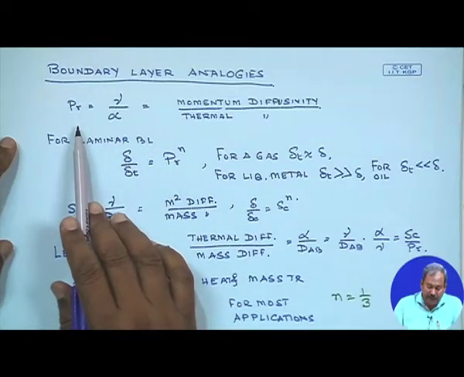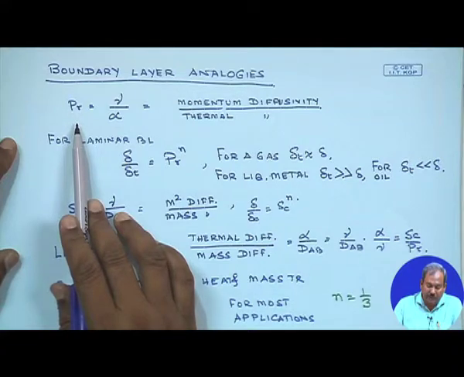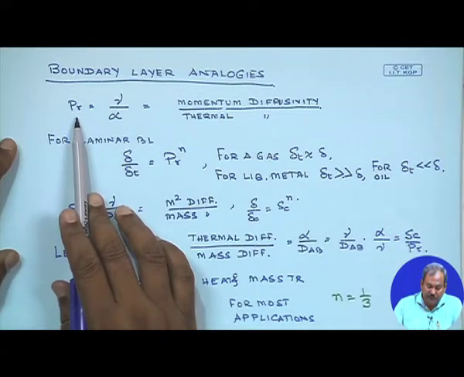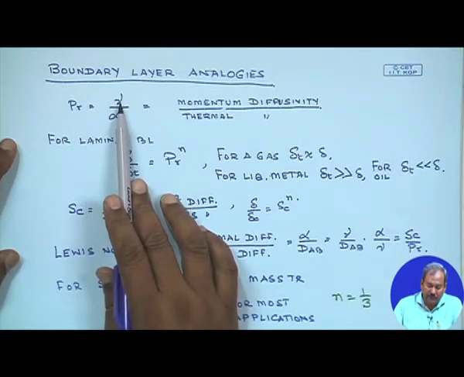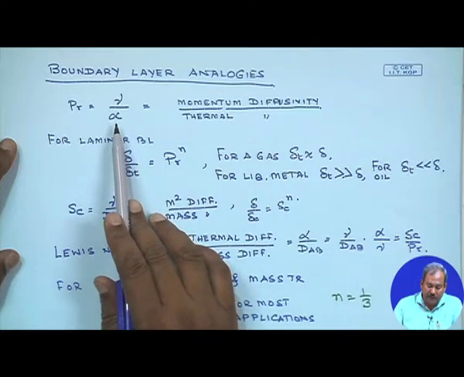But before we do that, let us quickly look at the thicknesses of boundary layers, the momentum, the mass transfer and heat transfer boundary layers in light of the analogy that we have developed so far. So, we are looking at the boundary layer analogies and the significance of the numbers which we have come across. The first number that we have come across is the Prandtl number, which is the momentum diffusivity, so this is mu by rho, divided by thermal diffusivity, which is k by rho Cp.